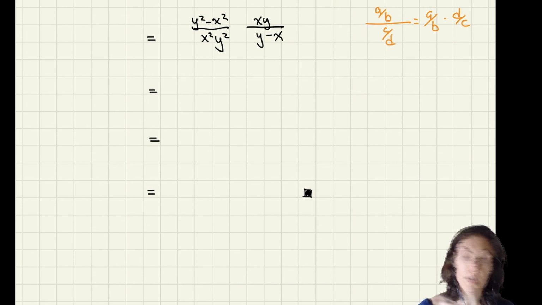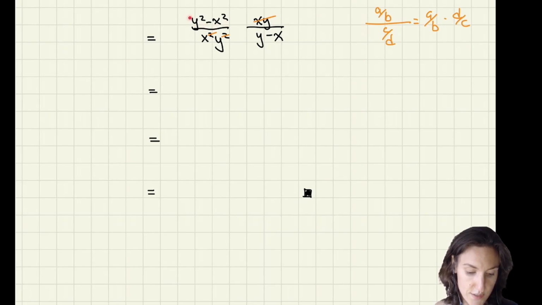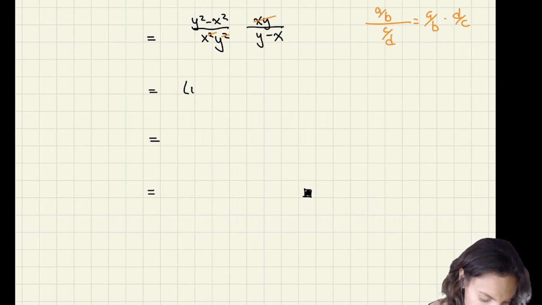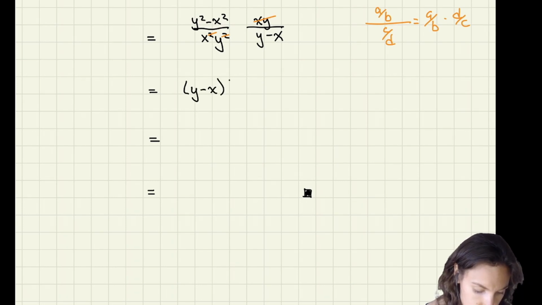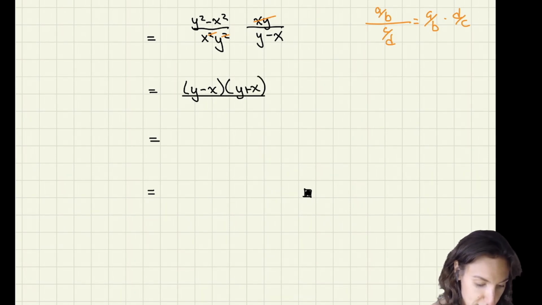And now I can simplify this a little bit. I can simplify my xy here to get rid of one of the x's and y's in that first term. And also notice that this is a difference of squares. So what I can do is I can factor it. I can have a y minus an x and a y plus an x. That gets rid of the cross terms. I always want to say crosshairs, I'm sorry.